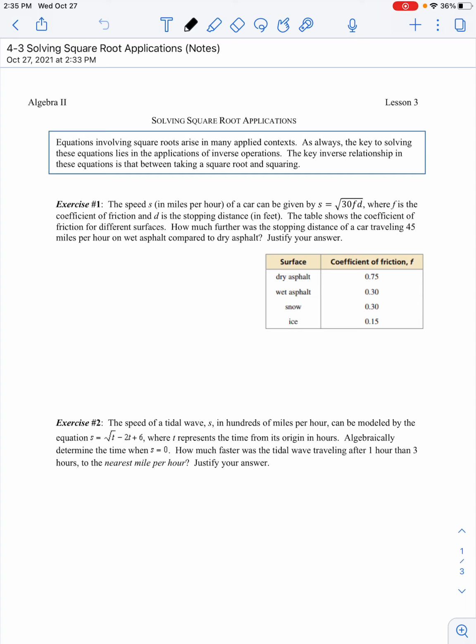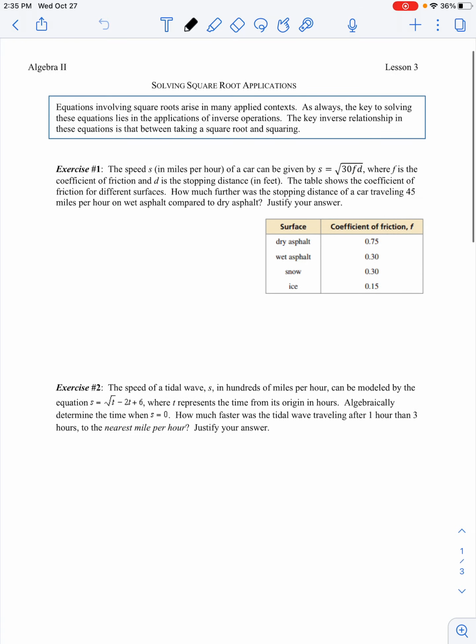So today we're going to be solving radical equations that are word problems. So let's take a look at the first question.